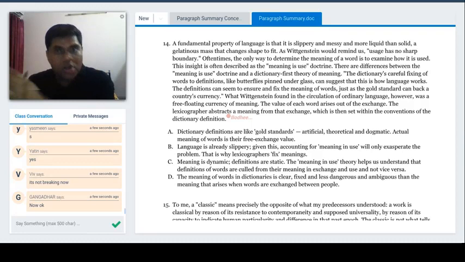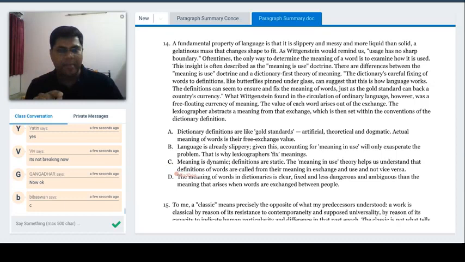So you get the usage first and then you get the meaning in the dictionary, not vice versa. Which option is the best if you look at it that way? Of course, many of you would say C is the right choice. Meaning is dynamic, definitions are static. So both the critical points have been juxtaposed by the author very nicely. The meaning-in-use theory helps us understand that the definitions of words are obtained from their meaning in exchange and use, and not vice versa. So C automatically becomes the right choice.